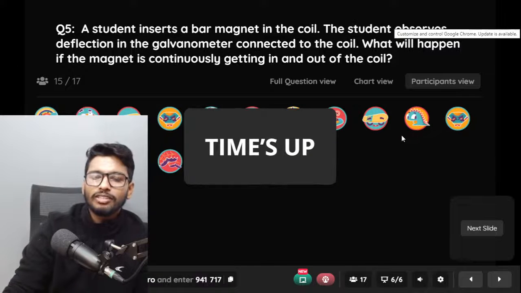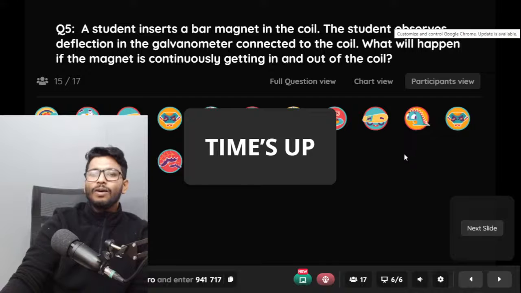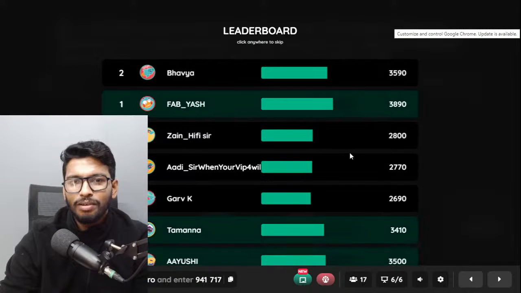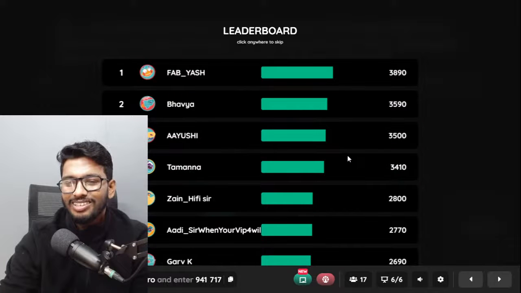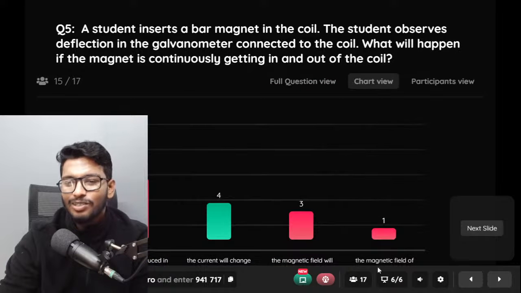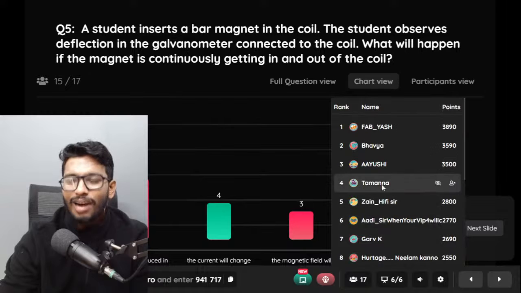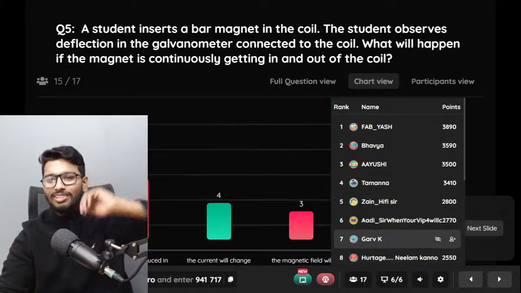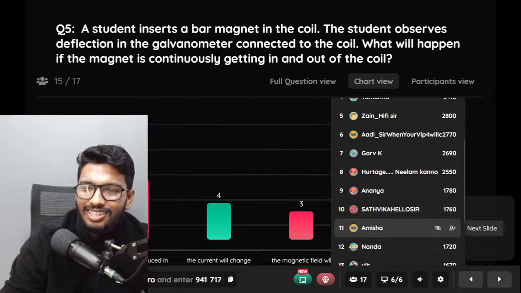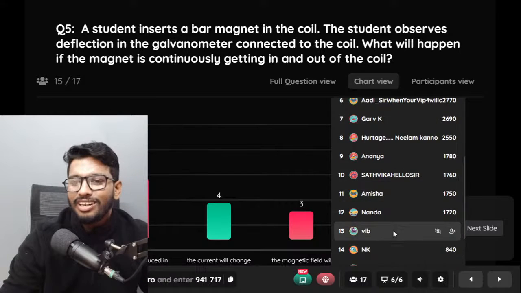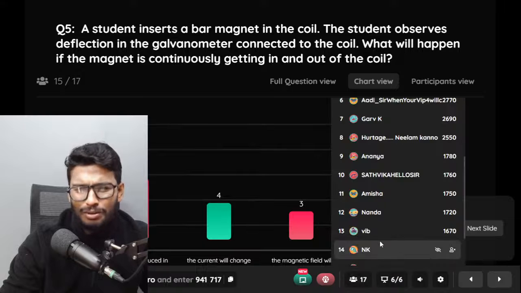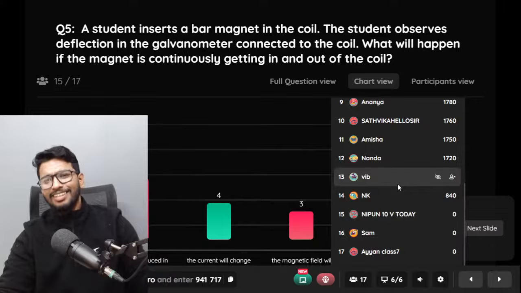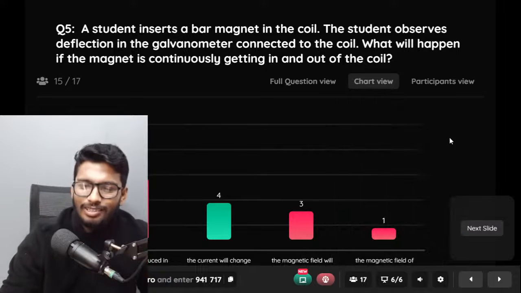Let's go, people. Let's go. Here we go. Once again, the leaderboards. This is what the leaderboard looks like. Oh my God. What is this? Is some F1 race going on between you guys or what? Anyways, at the top is Fab Yash, followed by Bhavya, followed by Aishi. Then it's Tamanna, Zain, followed by Adi, Garv, Heritage, Ananya, Satvika. Amisha, Nanda, VIB. What's VIB? And NK as well. Unfortunately, Nipun, Sam, and Ayan, no worries.